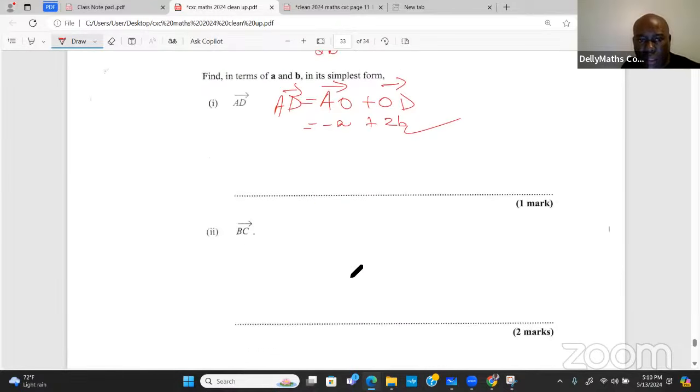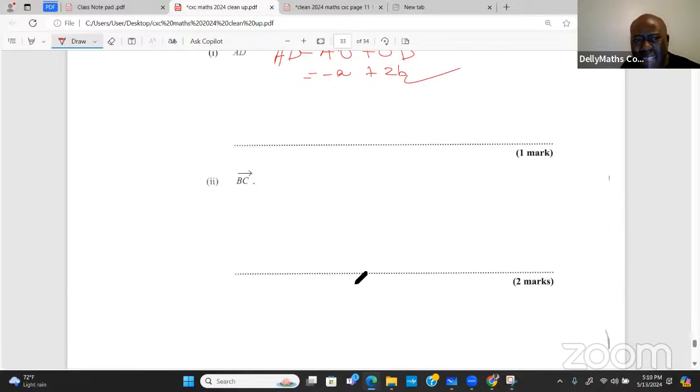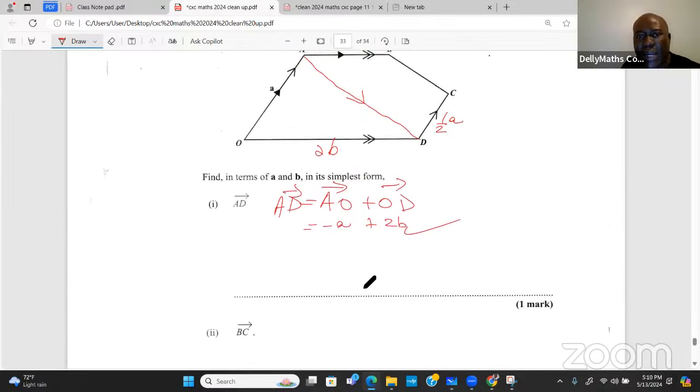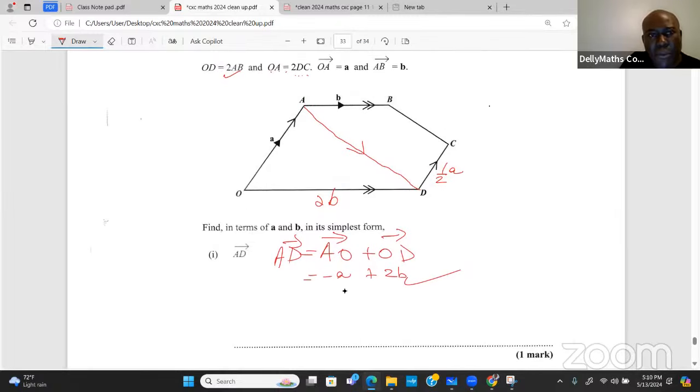Now, let's see what the other question says. It says BC. Take a look at what you want to do for BC. I probably could put BC somewhere here. For BC, if I'm going from B to C, I'm going to take this route. I'm going to go from B to A to O, O to D, D to C.